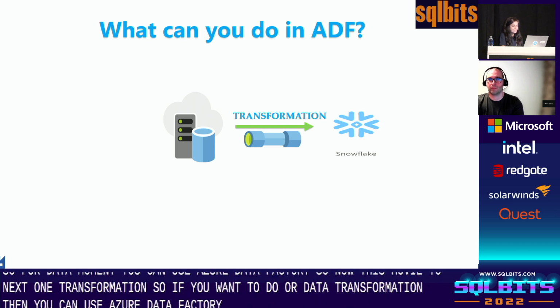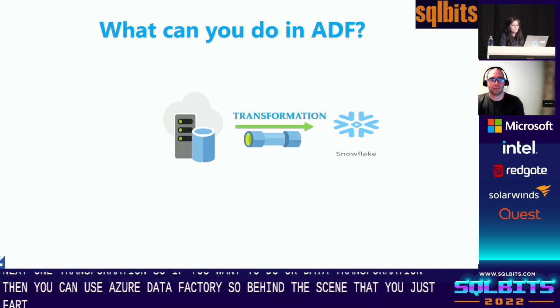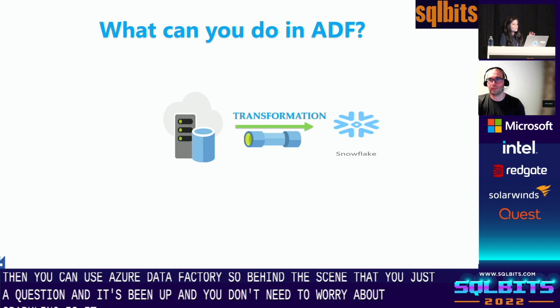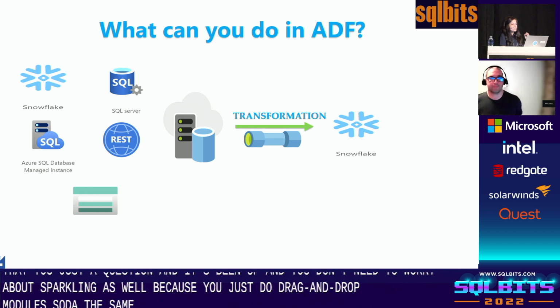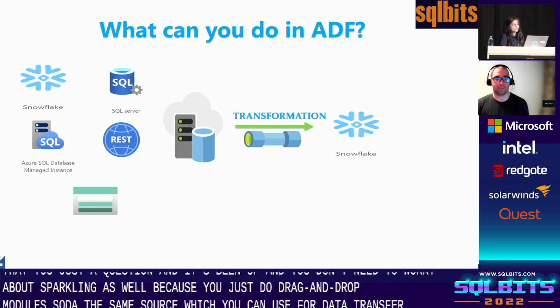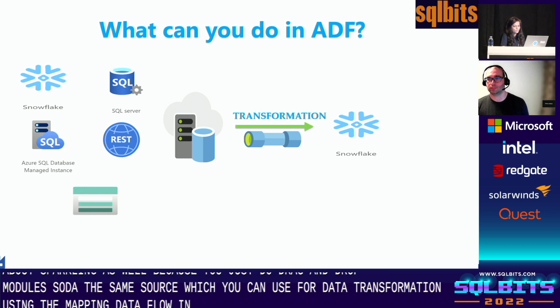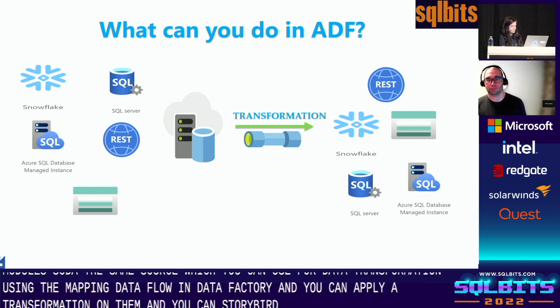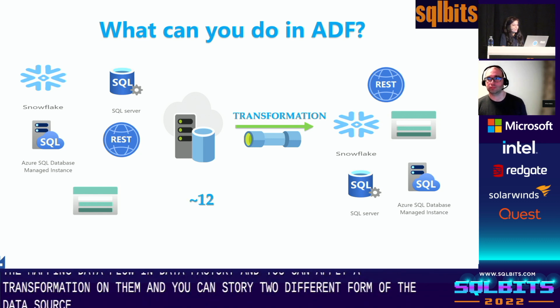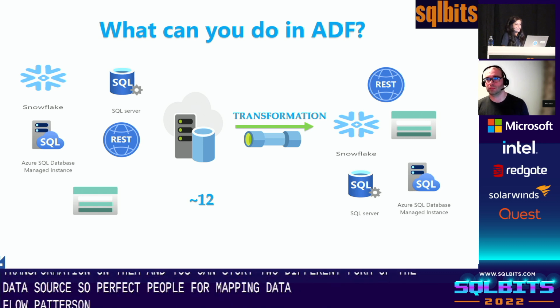Behind the scenes, they use a Spark cluster, and it spins up, and you don't need to worry about Spark either, because you just do drag and drop modules. So these are the sample data sources which you can use for data transformation using the mapping data flow in Azure Data Factory. And you can apply a transformation on them, and you can store into different forms of data source. So in Azure Data Factory, for mapping data flow, there are around 12 data sources available, but recently they have added 4 more data sources. So around 16 data sources are now available which you can use.